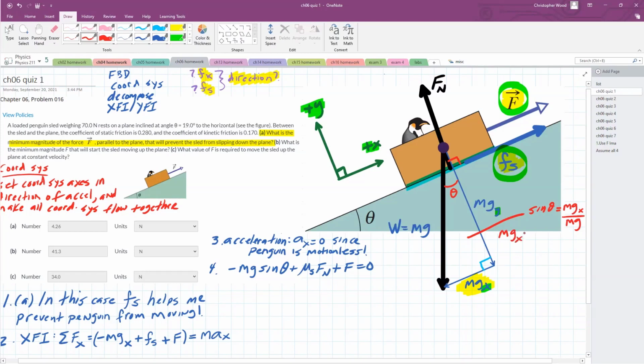mgx does equal mg sine theta. Let me fix this. mgx does equal mg sine theta. Fine. So that's where this comes from. So now you know where that comes from. You should know this.